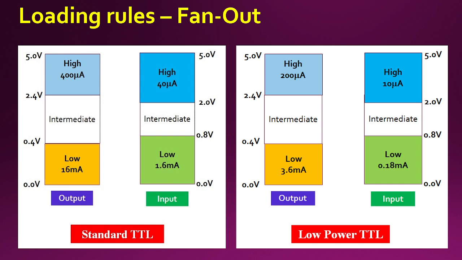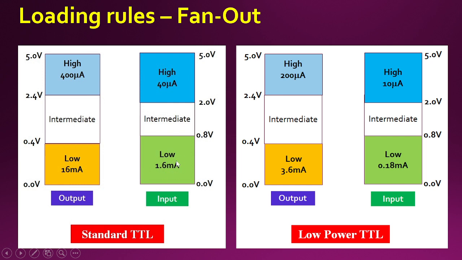But in all these cases, the input and output profiles are different. Now let us have a look at the input and output profile of a standard TTL. The output profile says when it is high, it can source a maximum of 400 microampere, and when the output is low, it can sink around 16 milliampere. And if we consider the input profile of a single standard TTL, when the input is high, it will consume around 40 microampere.